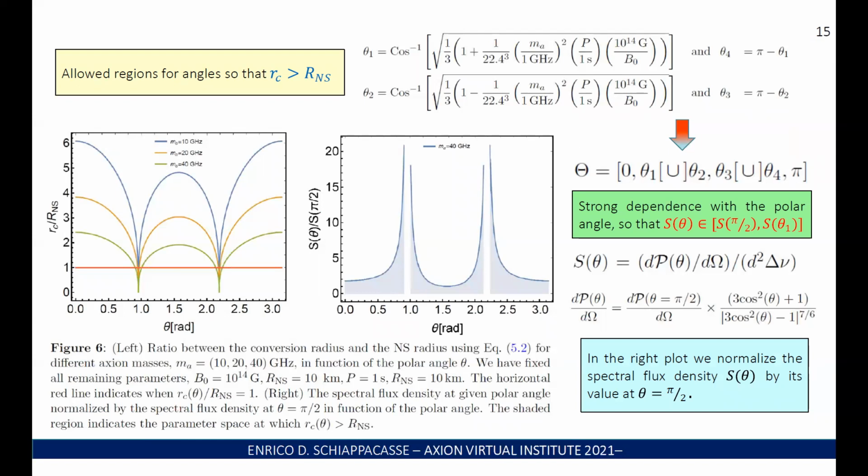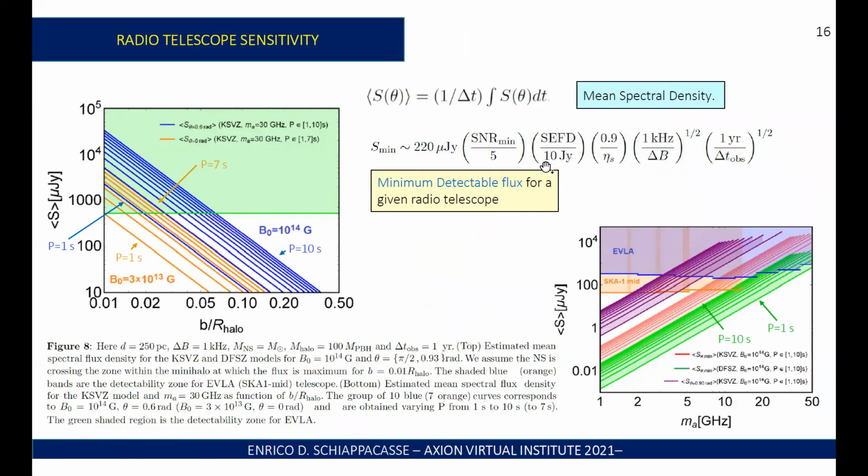Here I am comparing the mean spectral flux density, considering 1 year of observation and a bandwidth of 1 kilohertz, in comparison to the minimum detectable flux for the Karl G. Jansky Very Large Array and the Square Kilometre Array phase 1 at this frequency. We are using different axion models, KSVZ and DFSZ. Also, we are varying the neutron star spin, and we are taking different polar angles. So you see that for sufficiently large axion mass, you have detection.